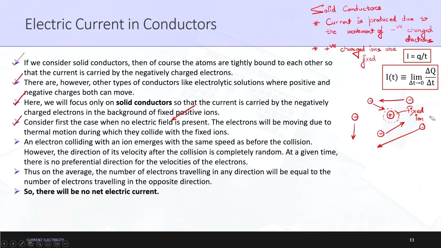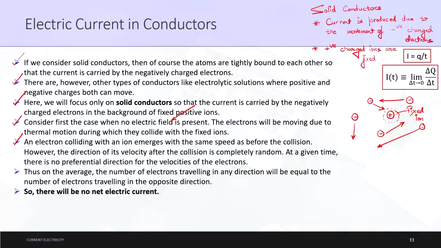An electron colliding with an ion emerges with the same speed as before the collision. So, we are assuming that there is no plastic deformation occurring, hence the complete energy is being converted from point A to point B. Therefore, as the other charge is being fixed, the velocity with which it hits the positive ion, it reverts back with the same velocity only, but the direction may vary. However, the direction of its velocity after the collision is completely random.